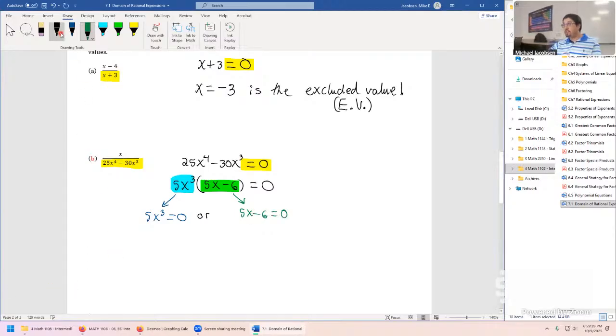These are both solved pretty fast. The only thing that makes this true is if x was 0 itself. So there's one solution. And on this one, we can add 6 to both sides. 5x is positive 6. Divide by 5. X is 6/5. And these two are the excluded values.